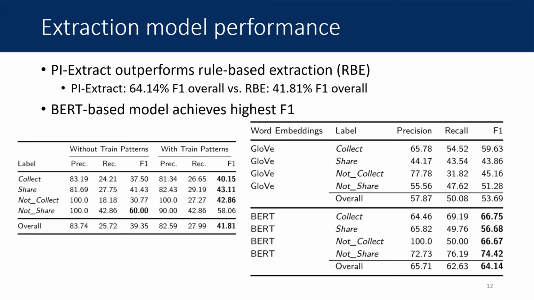The evaluation results show that PI-extract outperforms the rule-based extraction technique, or RBE. The performance scores of the models on the 4 data action labels are shown below. PI-extract achieves 64.14% F1 score overall, which is significantly higher than the 41.81% F1 score of the RBE configuration. Furthermore, the BERT-based model achieves a much higher F1 score compared to the model based on the GloVe embeddings.